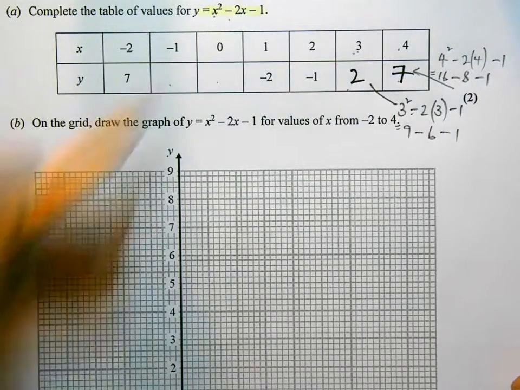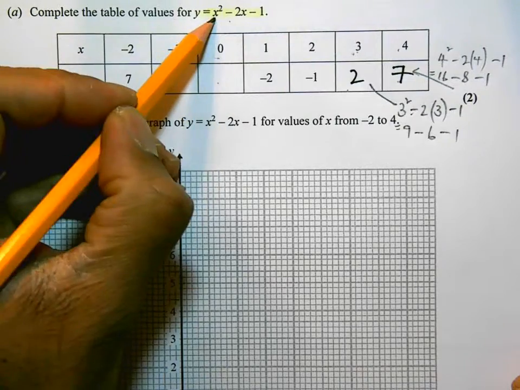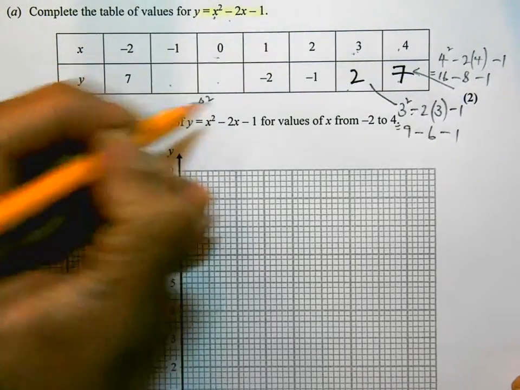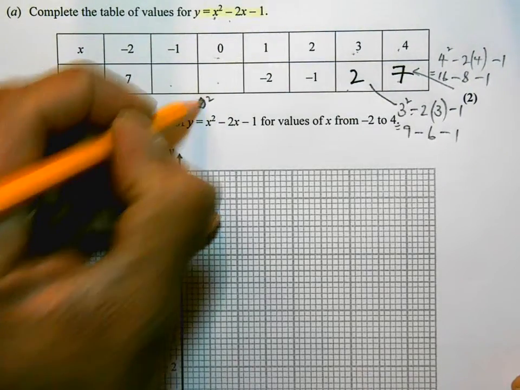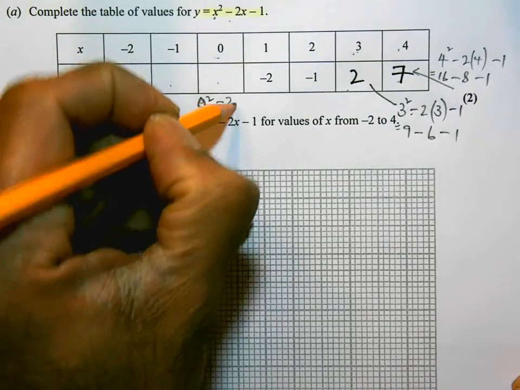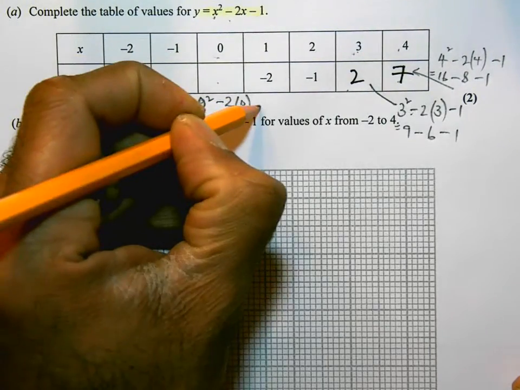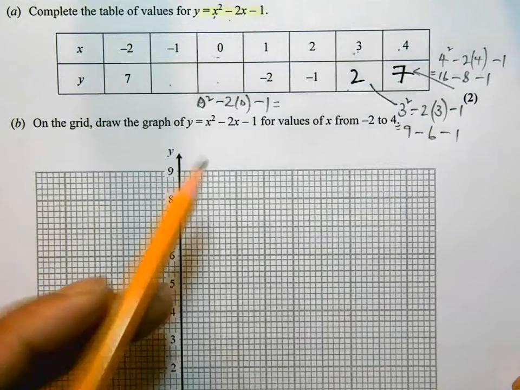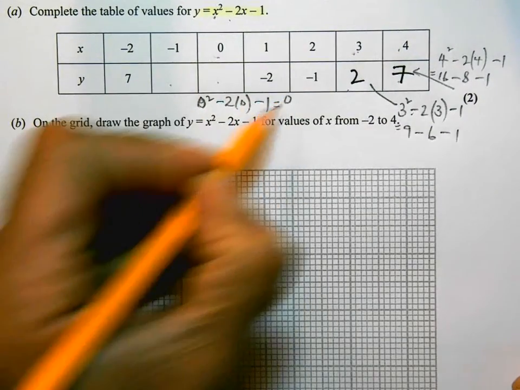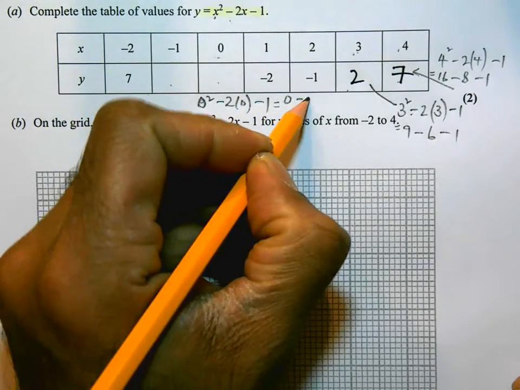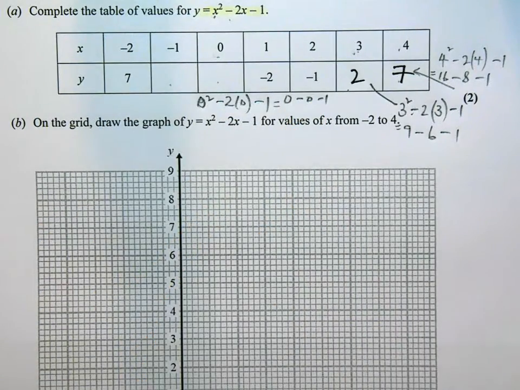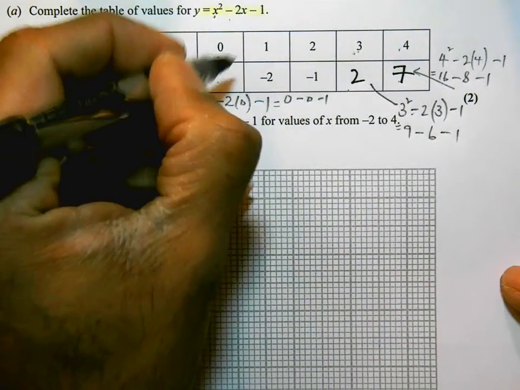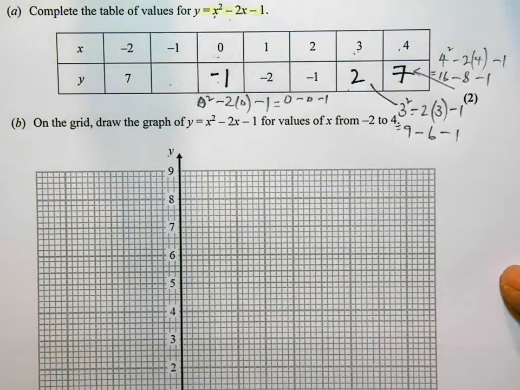Now I'm going to put 0 into the equation. So 0 squared, take away 2 times 0, and then take away 1. 0 squared is 0, 2 times 0 is 0, and then I have take away 1. That works out to be minus 1.